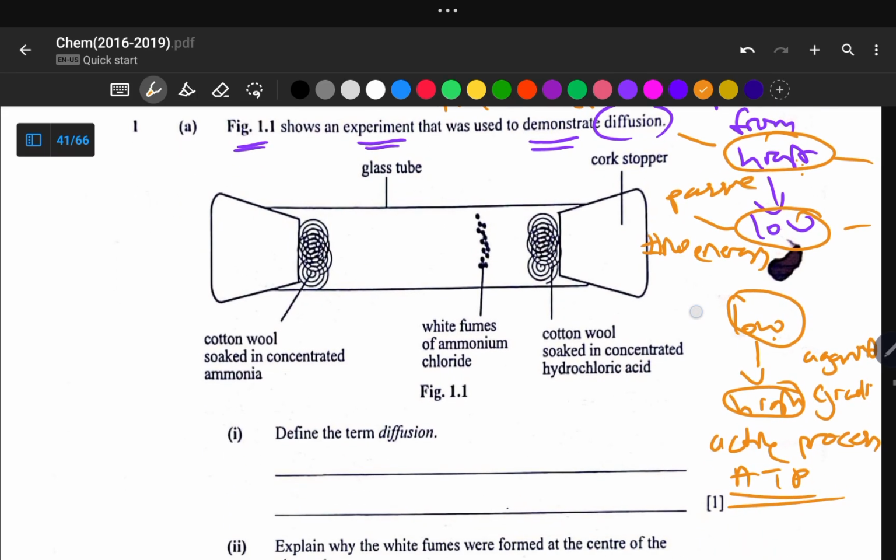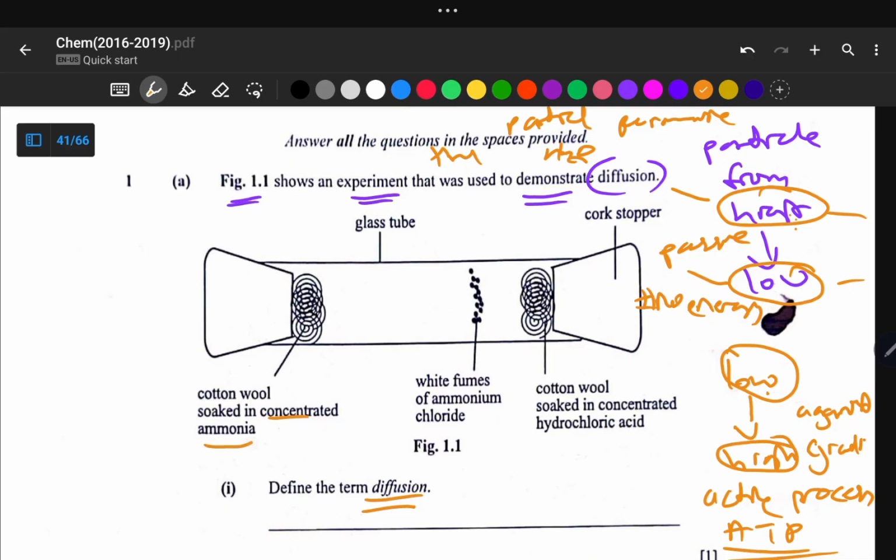All right. So define the term diffusion. We have already done that. And then here we are given concentrated ammonia and hydrochloric acid, and we are told that we're going to have the white fumes here, right?